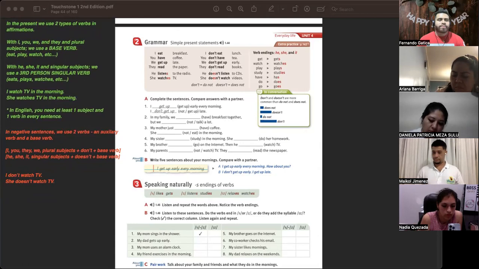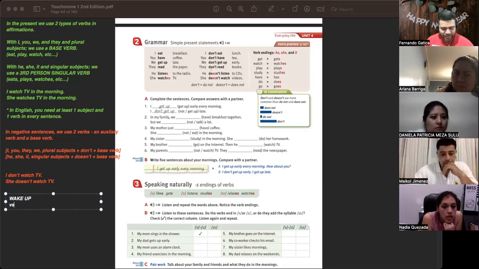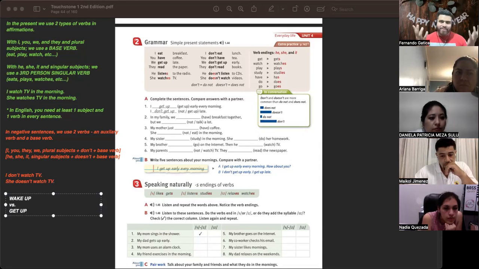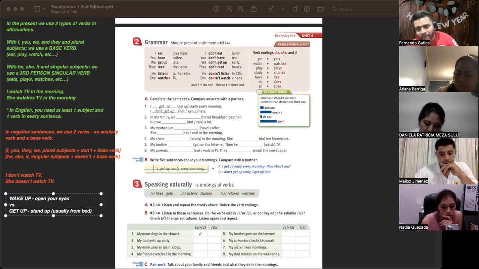All right, very quickly. This information is very specific, but what is the difference between wake up and get up? Despertar y levantar. Very good. Wake up is when you open your eyes, and get up is when you stand up, usually from bed. Wake up es cuando abres los ojos y get up es cuando te levantas de la cama o del sofá o del piso donde duermas.